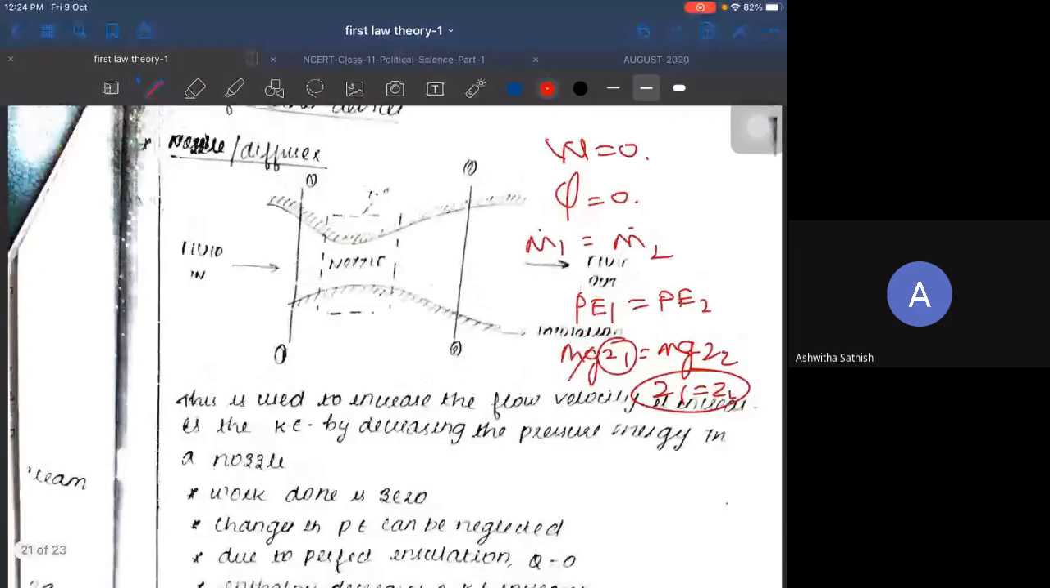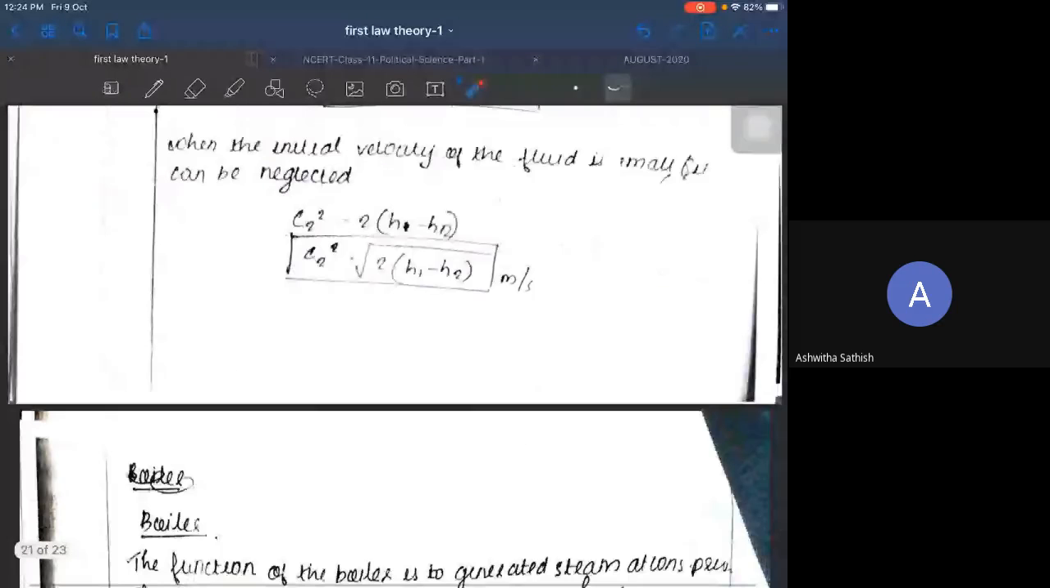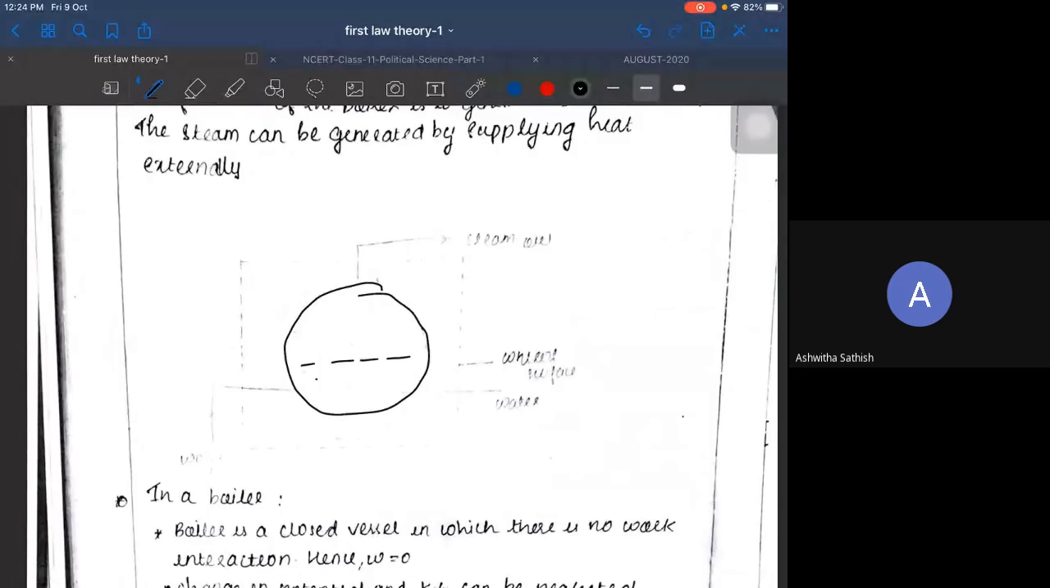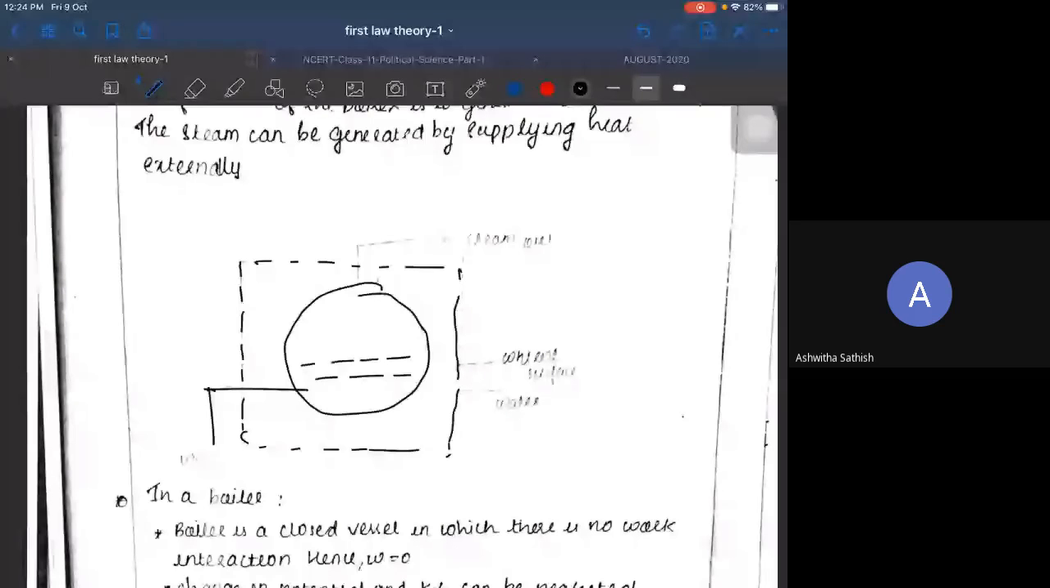Okay, and next is your boiler. Oh, the boiler diagram is not there, so you can just draw it now. There will be a boiler like this. I think it's already time, so we shall do it in the next class, no issue. Here it's water in, and here it's steam out. We'll discuss the boiler in the next class.